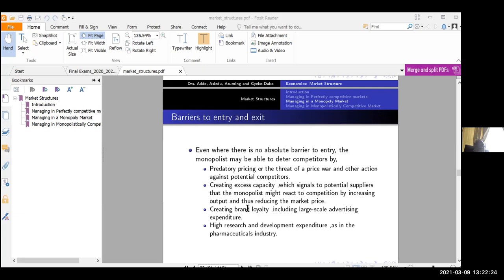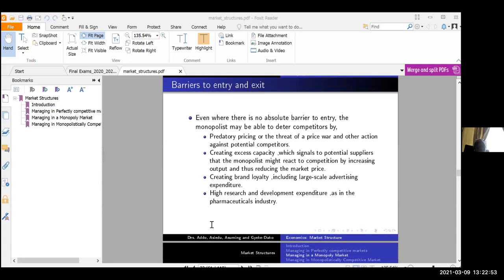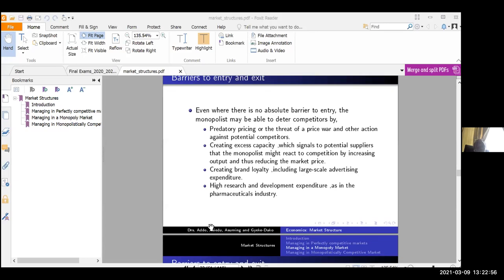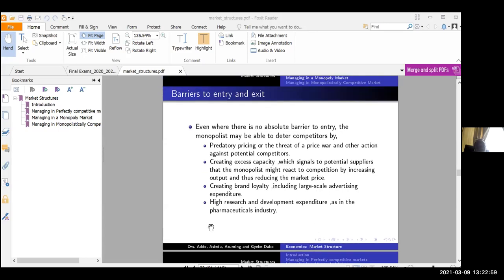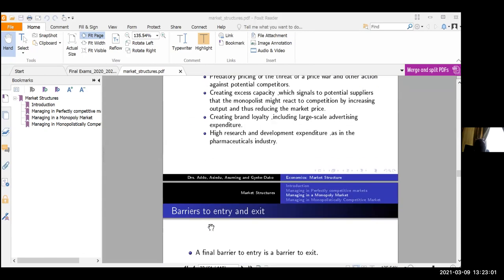They can also create brand loyalty. They will spend so much on advertising to deter others. Every morning, afternoon, evening, adverts are running. You cannot compete with the adverts, so you will not enter the market. If you compete with the adverts, you have minus profits. You take huge losses, but all your money will be going to advertising. And high research and development expenditure, as in the pharmaceutical industry, as I explained. So if the research and development is very high, you will also not enter the market.